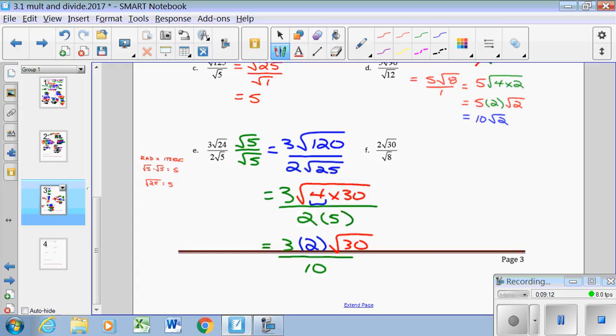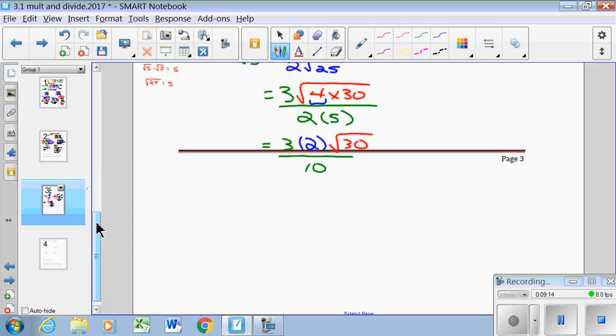So when I'm finished this question, my final answer is, well, not quite final answer, but my near final answer is 6 square root 30 divided by 10. You do not divide the 30 and the 10 because that's a whole number with the radical. You can only divide the 6 and the 10 because that's whole number with whole number. So 6 and 10 both divide by 2. So I have 3 square root 30 divided by 5.